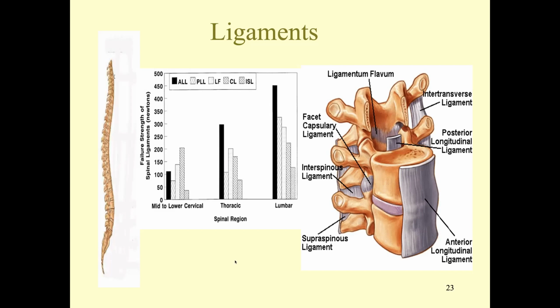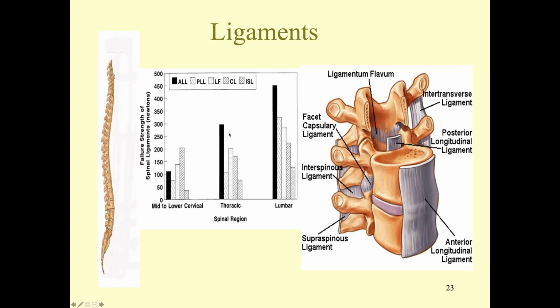In fact, this graph shows the failure strength of spinal ligaments, and you will find that the capsular ligament, shown with these hashes, is so important. It contributes so much in the lumbar, in the thoracic, and in the cervical spine, where the capsular ligament is one of the most important contributors. So if you are not going to fuse a particular spinal motion segment, please do not damage the facet joint capsule of the joint above or below, because you're contributing to instability. Remember how important these ligaments are.